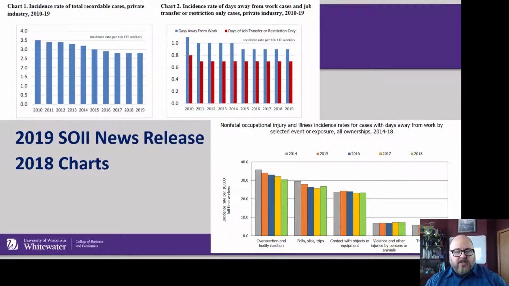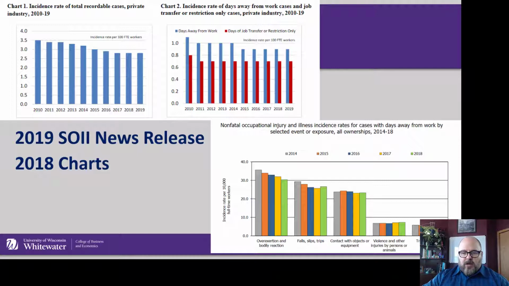The bottom right, you see that overexertion and body reaction is number 1. It's been that way for a long time. These tend to be ergonomic related injuries. Next is slips, trips, and falls, and that has been number 2 for a long time. But you can also see a substantial decline there in each, although slips, trips, and falls jumped up at the end there. That's interesting, because you see the other 3 of the top 5, they're kind of leveling off.